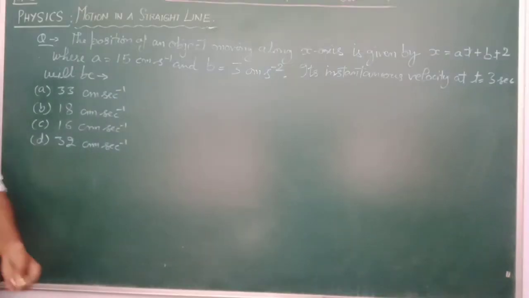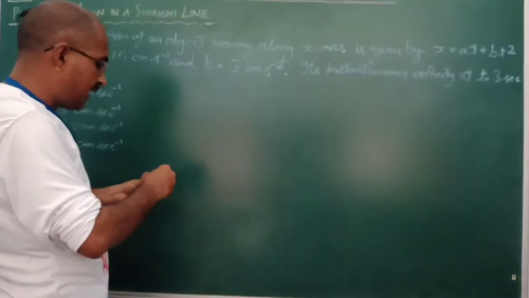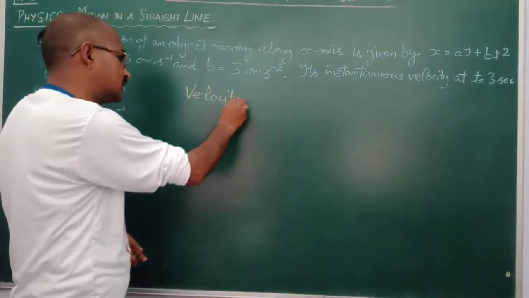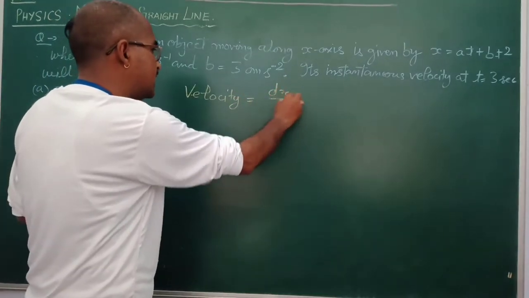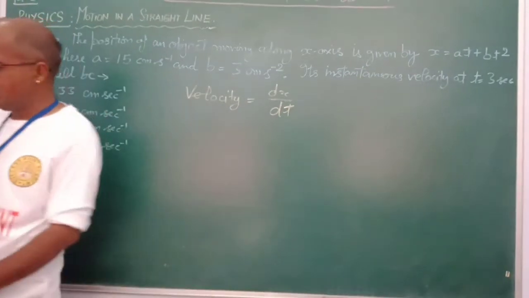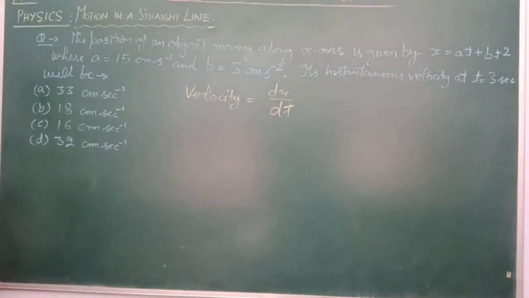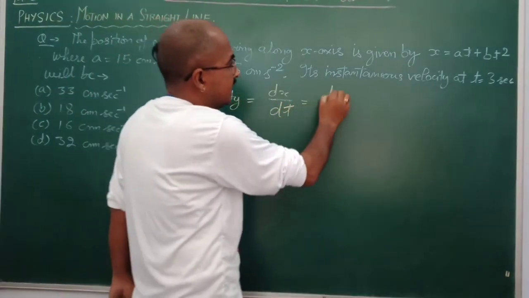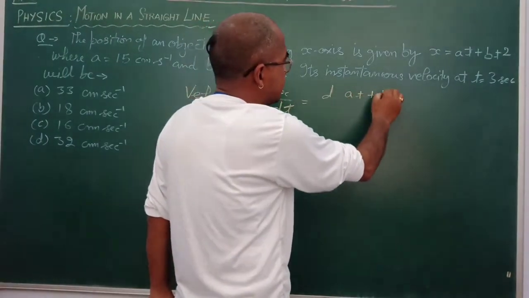Velocity is what? You have to find out the velocity. This is dx upon dt. Am I right? ठीक है ना? Shabash. Then x की value, what is given about x? It is 80 plus bt square.